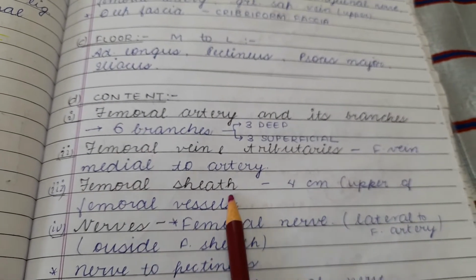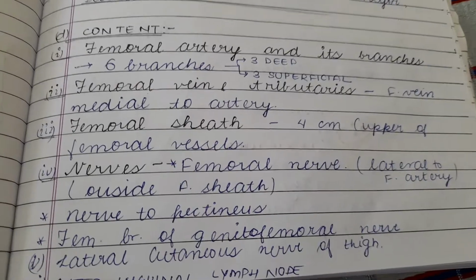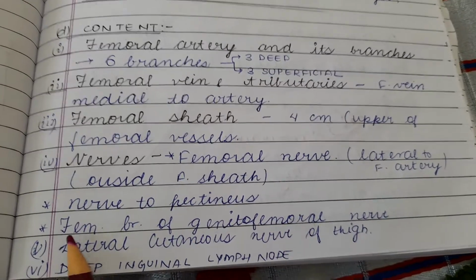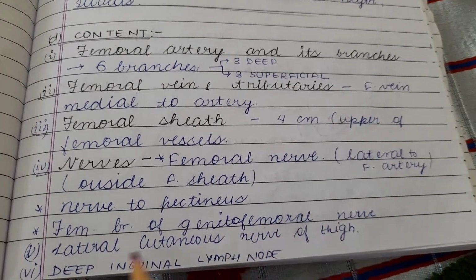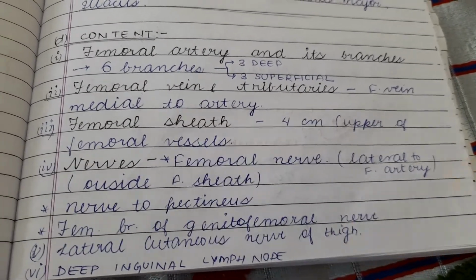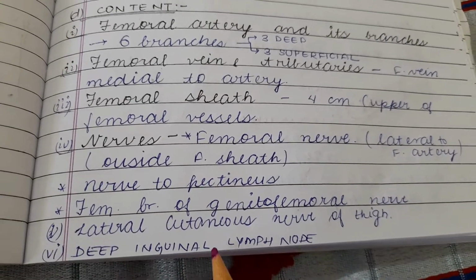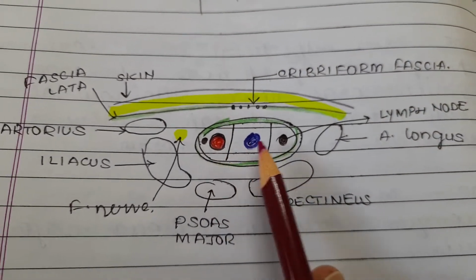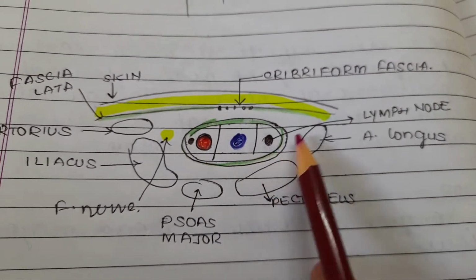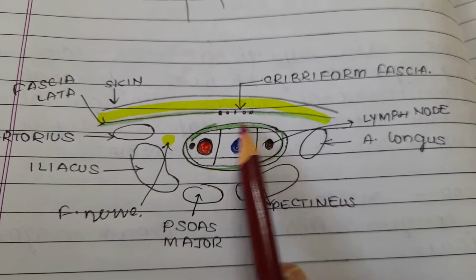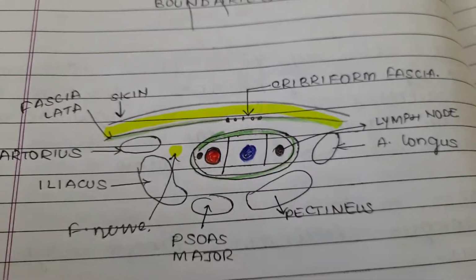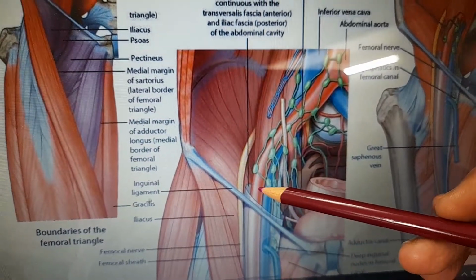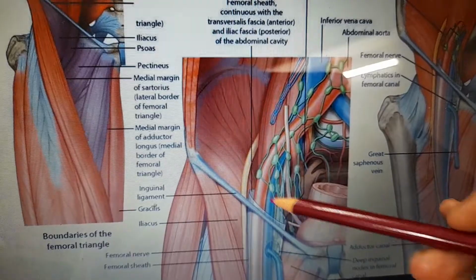The next is the femoral sheath, then the nerves: femoral nerve, nerve to pectineus muscle, femoral branch of genitofemoral nerve, lateral cutaneous nerve of thigh. The last content is the deep inguinal lymph node. The femoral artery, femoral vein, and the lymph node are enclosed in the femoral sheath. Here we can see that this is the femoral sheath inside which these 3 contents are situated.